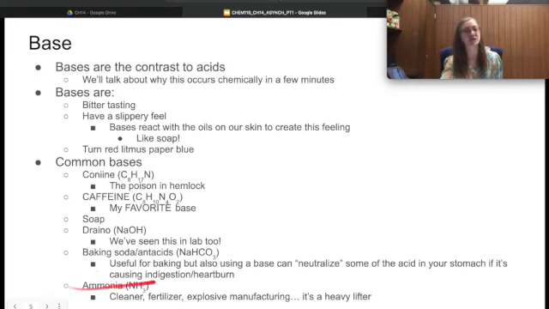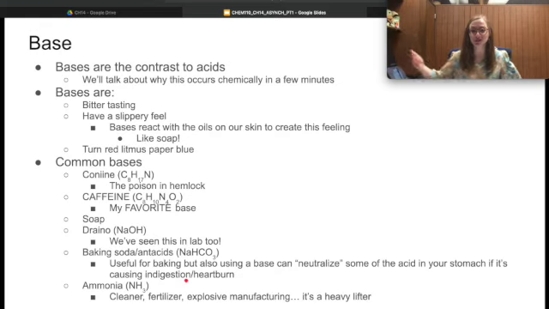Another base that's very common that you may have heard of, and that we're going to talk quite a lot about this chapter, is ammonia. Ammonia is a cleaner. Often we'll use it in our homes as a cleaner. It's also a fertilizer, or used to make fertilizer, for example. You may have experienced it that way. It's also used in explosives manufacturing as a place to take nitrogen from, because lots of explosives are based upon nitrogen bonds. So ammonia is kind of a heavy lifter.